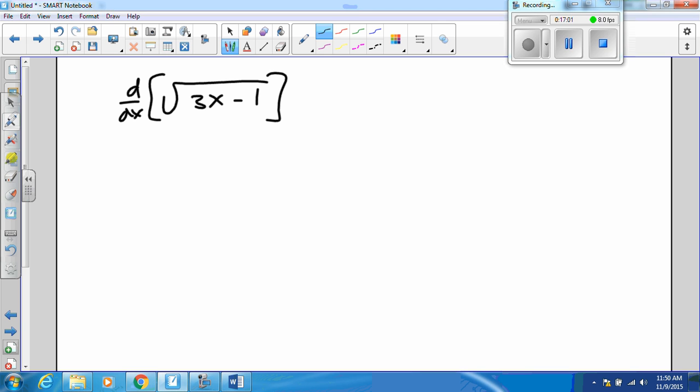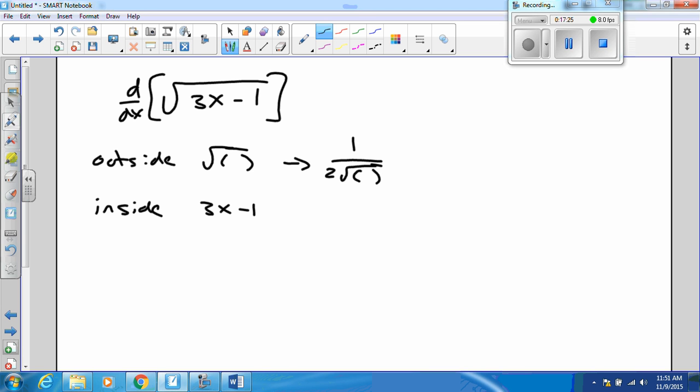All right, outside, inside. What's the outside function? What's the inside function? 3x minus 1. All right, now, focus just down here if you're having trouble visualizing this. Just on the outside, what is the derivative of my outside function? Root splat. Does everybody agree that the derivative of root splat should be 1 over 2 root splat? Okay. And what is the derivative of the inside function? 3. Easy.